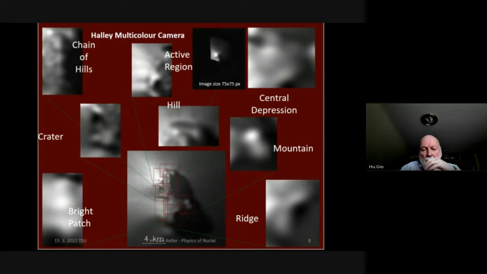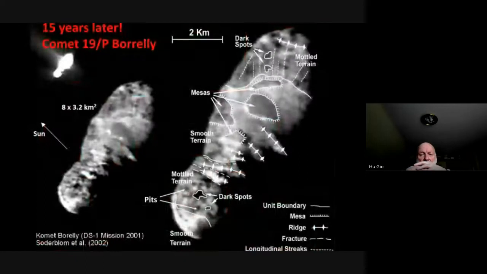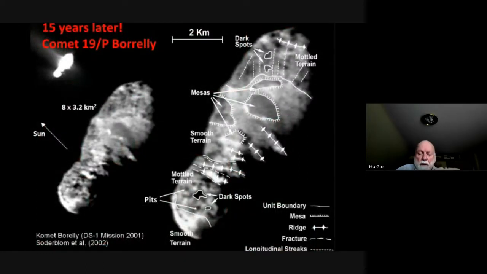So it's obvious that there were ridges, and a mountain was visible, which may have been several kilometers above the enveloping ellipsoid of the body. And so it was clear that you could describe some of the features in geophysical or geological terms, I should say. So this was the first observation of a cometary nucleus.